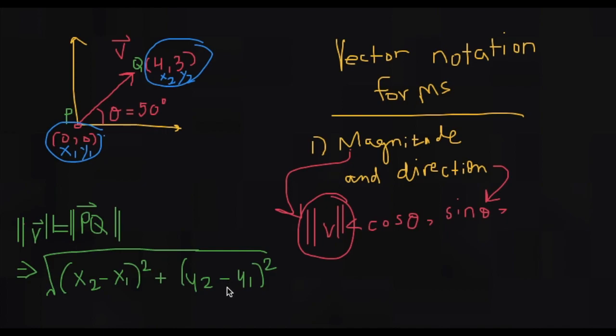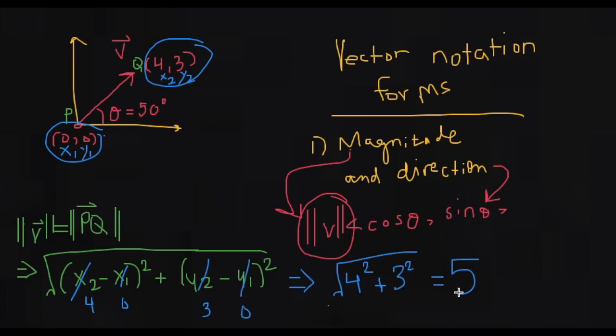And then I plug these values in. x2 is 4, and x1 is 0. y2 is 3, and y1 is 0. I get 5. So that means that from here to here the distance is 5, meaning the magnitude of vector v, or vector PQ as we now labeled it, is 5.